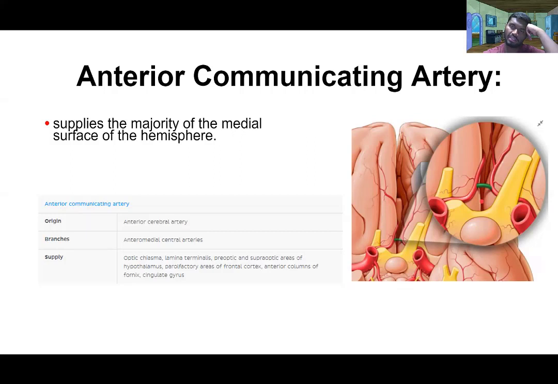So as I said before, the ACOM is going to be supplying the structures in this area: the optic chiasm, the lamina terminalis up here, the preoptic and supraoptic areas of the hypothalamus, which will be above the pituitary, so deep or superior to this pituitary gland. The periolfactory areas of the frontal cortex, the fornix, which is near the thalamus and connects parts of the limbic system, and finally the cingulate gyrus, which lies right above the corpus callosum. It's very deep, superior in the brain, so you see it has pretty deep branches going upwards.